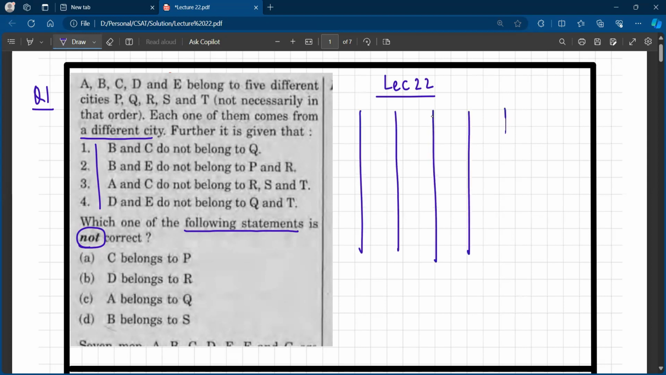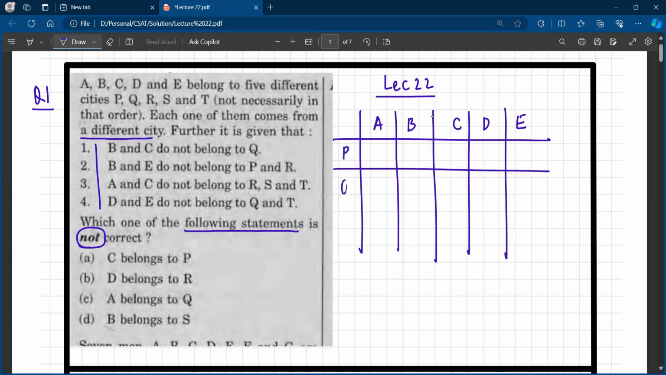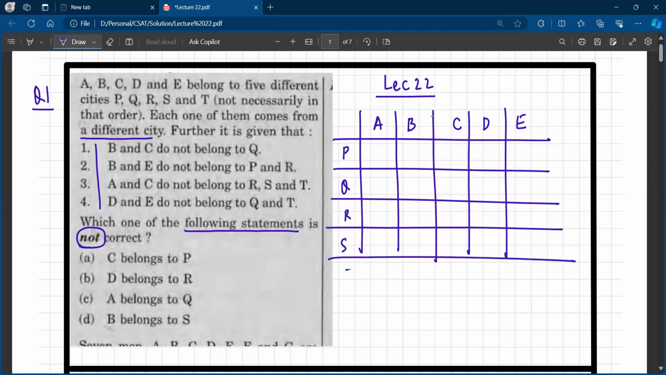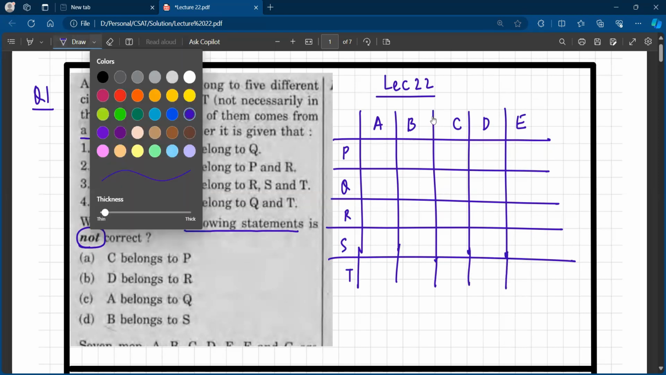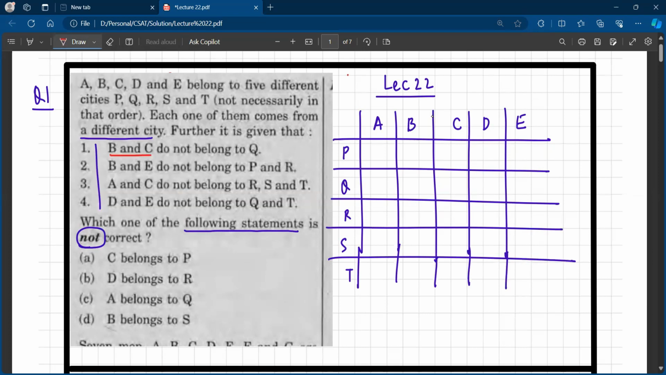Which one is incorrect? So let us make a table for this. The best approach is the tabular approach. A, B, C, D, E are the 5 persons, and the cities available are P, Q, R, S, and T. In this case, if you make a table, the elimination becomes faster. How? Let us see now. B and C do not belong to Q. Be very careful when it is given that do not.